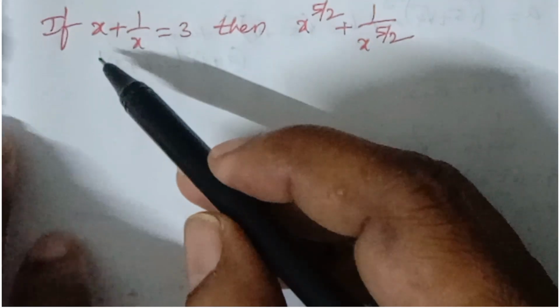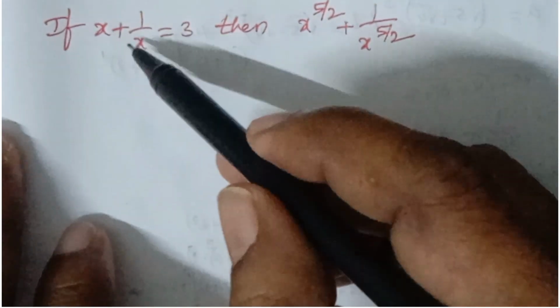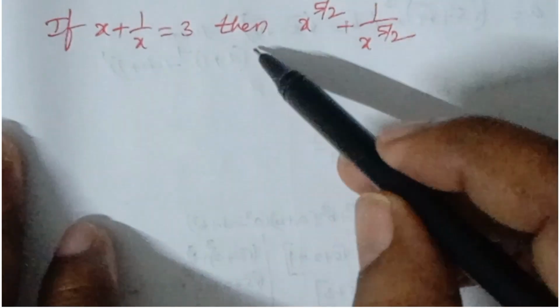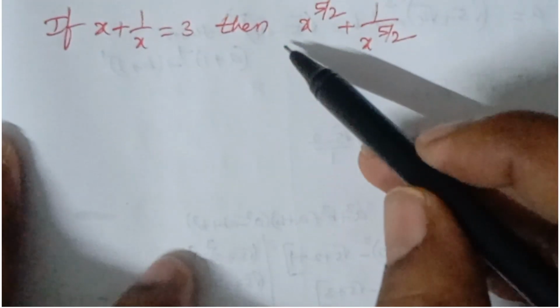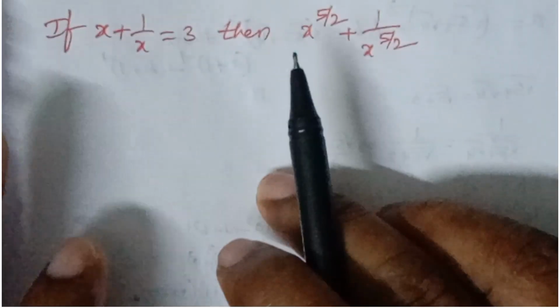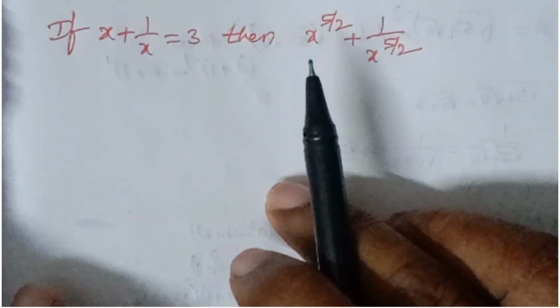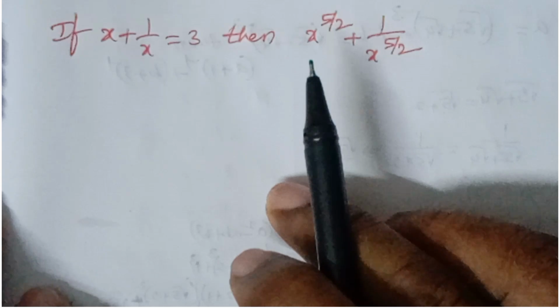Today we are having a logical question now. If x plus 1 by x is equal to 3, then we have to find the value of x to the power of 5 by 2 plus 1 by x to the power of 5 by 2. So you have to find the value of this. So here we are going to solve this.